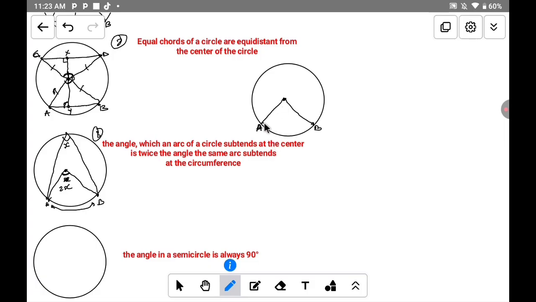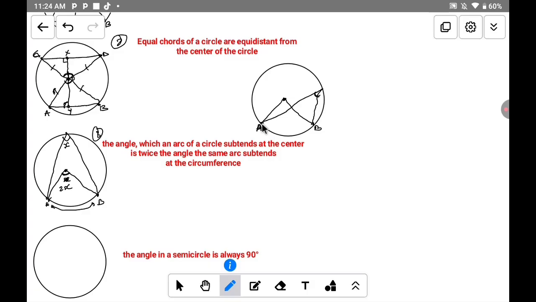Now, if the same arc forms another angle at this place, the angle here at the center is twice the angle at this circumference. Again, it's twice the angle at this circumference. Sometimes the diagram may not be like this, it may be like this.